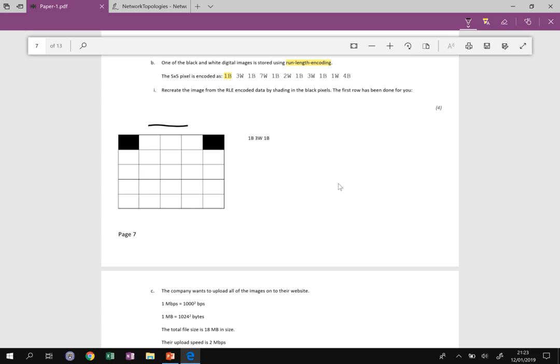So recreate the image from this run length encoded data by shading the black pixels. The first row has been done for you. So we know that this bit is the first row. You have to work out what the rest of this run length encoded data looks like on this image.